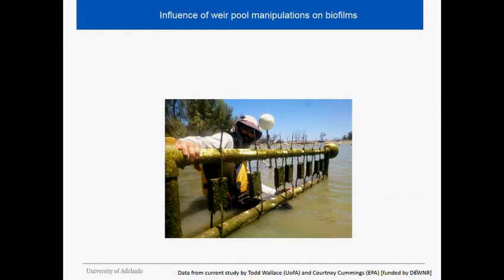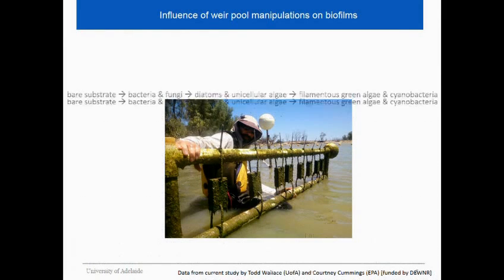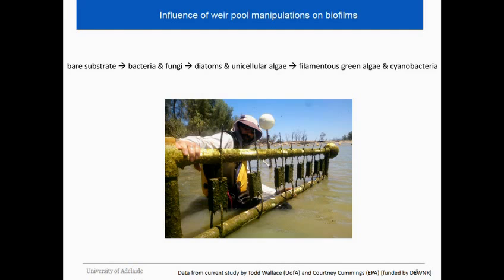One of the projects we've been working on that was talked about earlier was using weir pool manipulations to influence biofilms. So the colonisation process for biofilms, if you have a bare substrate, is to be rapidly colonised by bacteria and fungi, and where there is sufficient light to support photosynthesis, diatoms and unicellular algae develop, and if you have stable conditions, you eventually progress towards the dominance of filamentous green algae and cyanobacteria.